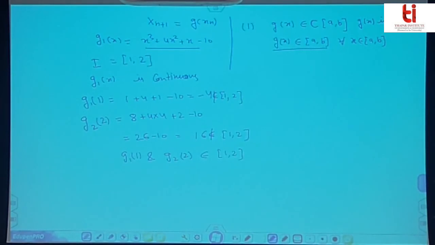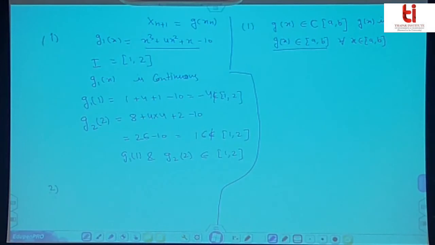So according to the theorem, there doesn't exist a fixed point. But that condition is only sufficient, not necessary. When this condition is not satisfied, then there is no need to check the other condition, because the first condition is not satisfied. Now we'll check another function.